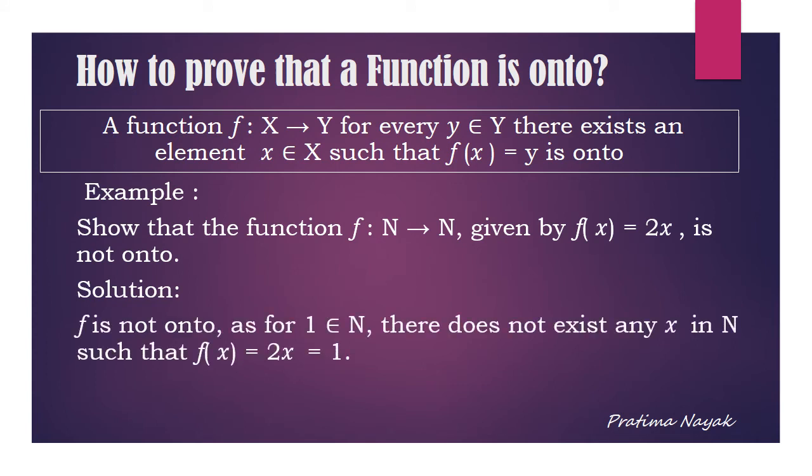f is not onto as 1 belongs to N, there does not exist any x in the first set or the domain such that f of x equal to twice x is equal to 1. That means in the domain there is no natural number x so that twice x is 1. So 1 has no pre-image. So this function is not onto. For your understanding, if we see the ordered pairs (1, 2), (2, 4), (3, 6), you will see that the range of this function, 2, 4, 6, is not the whole natural numbers; it is a subset of natural numbers.